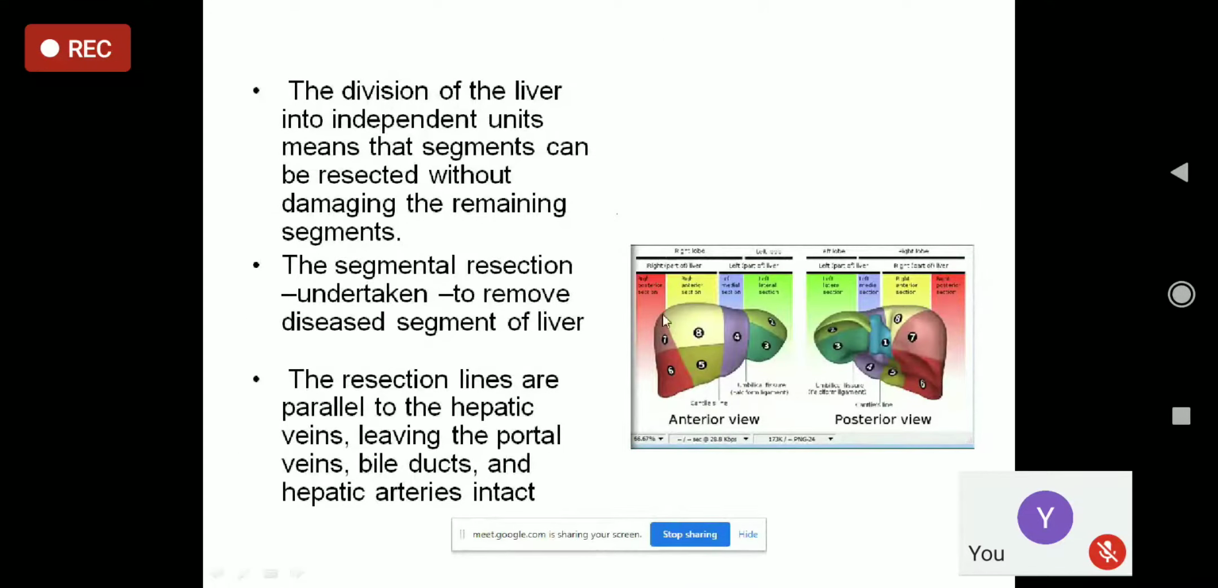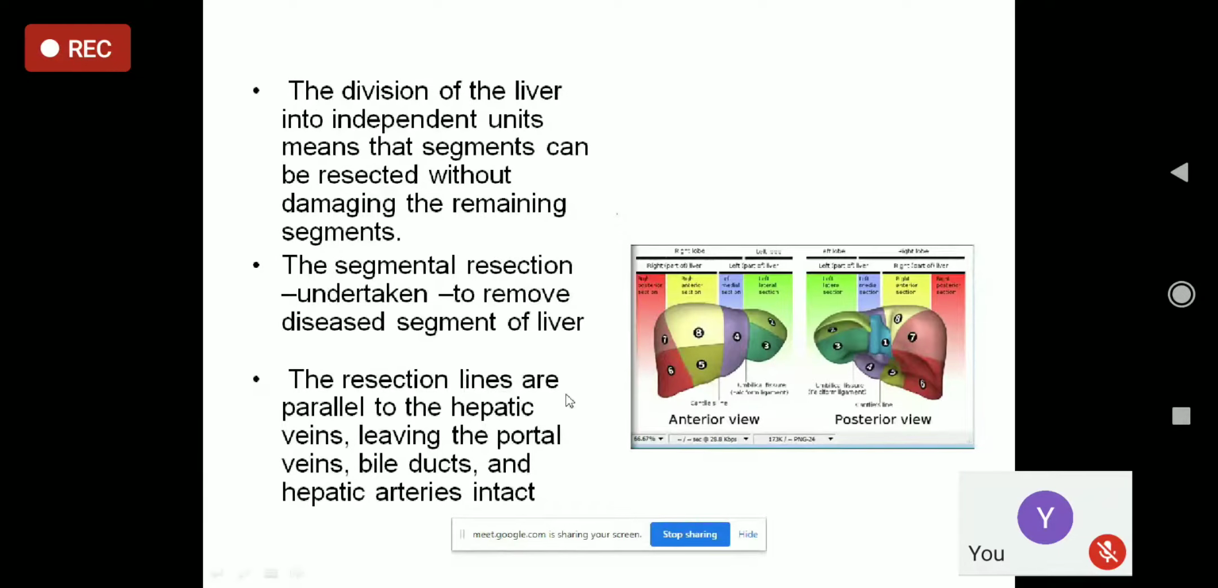So each unit is independent because it consists of three independent structures, and that segment can be resected without damaging the remaining segments. So segmental resection is undertaken to remove the diseased part. If this part is diseased, this segment is removed, but the other segments are not hampered. Only this segment is removed.